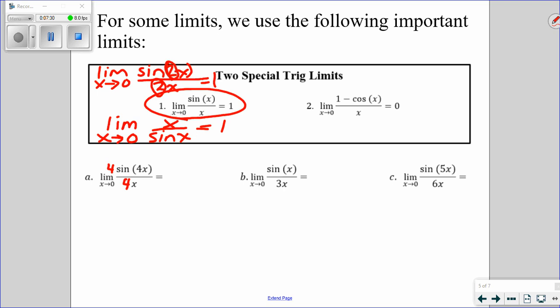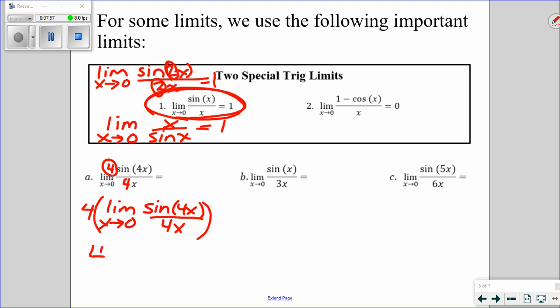Okay, so now what I can do, this is also where some of your limit laws or properties of limits come in. This 4 is a constant multiple, so I can actually move that in front of the limit. Now it'll look like this, and then we know that this limit is equal to 1, based on our special limit. So this will just become 4 times 1, which equals 4.